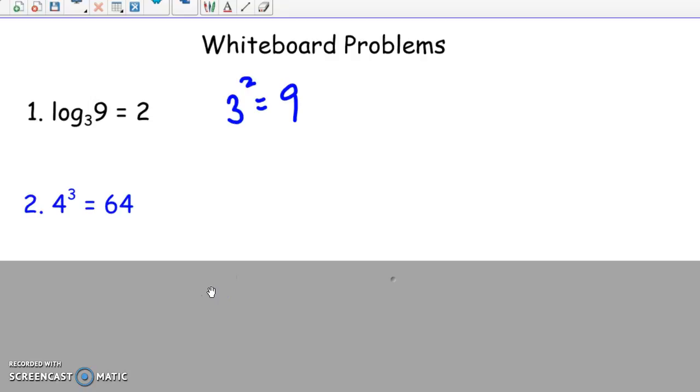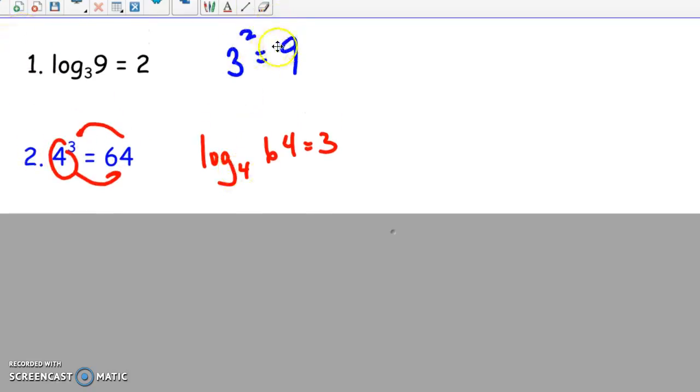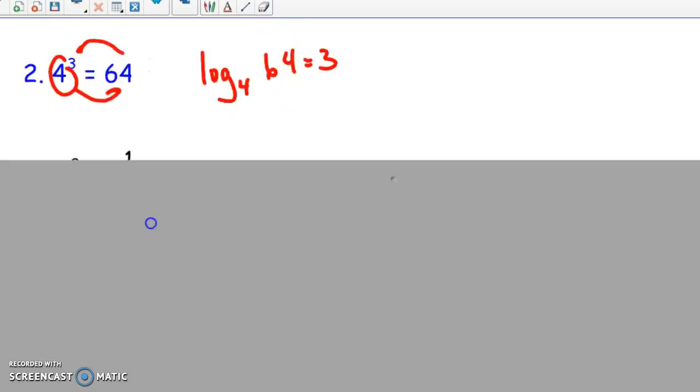All right, let's try a second one here. And again, we can pause the video here. This time you're changing it to the log. Okay, so it's log base 4 of 64 equals 3. And again, on both of them, the first one and the second one, you can check. If you type in 3 squared, it does equal 9. If you type in log 64 divided by log 4, it should equal 3. So it's always self-checking on these as long as you have all numbers in place.